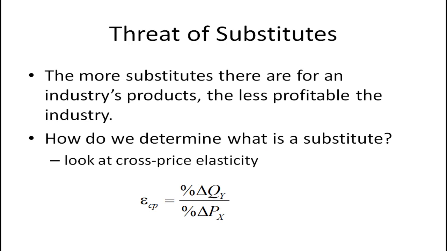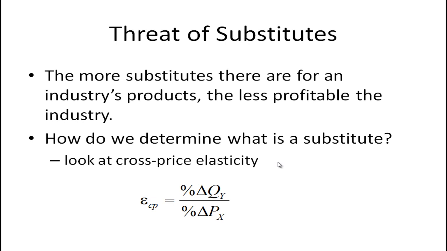Now, the more substitutes there are for an industry's products, the less profitable the industry is going to be. Keep in mind this is an industry analysis, so we're not talking about substituting a Ford for a Honda. We're talking about substituting, for example, a motorcycle for an automobile, or mass transit for an automobile. And how are we going to determine what a substitute is?